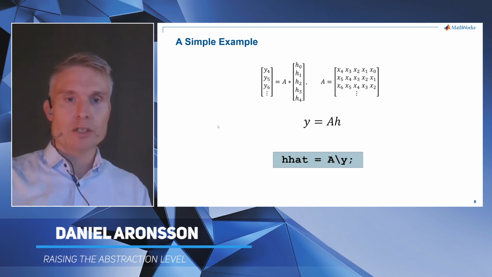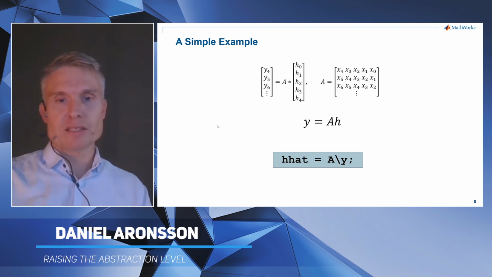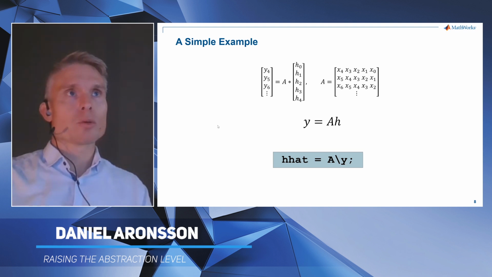We want to find that vector h, and in MATLAB that's trivial because you use the backslash operator. So we say h hat. By hat here I mean that it's an estimate of h. So h hat equals A backslash y, and that's it. That's all you have to do to find an estimate of these unknown filter coefficients h. So that's what we're going to look at here.